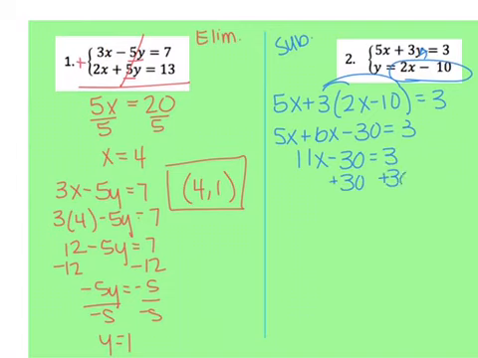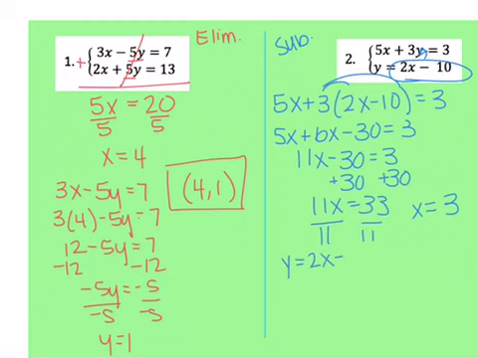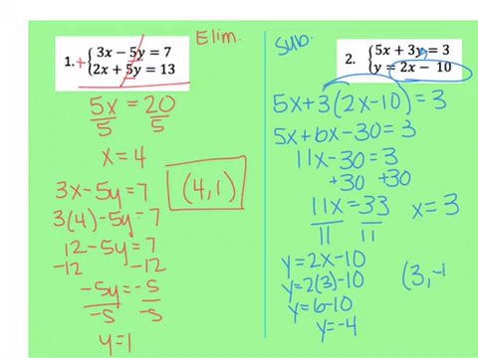Keep solving here. I had 11x equals 33, so I know that x is going to equal 3. And then I'm going to take that and plug it back in. In this situation, I'm going to plug it into the second equation because it's easier. So I'm going to get y equals 2 times 3 minus 10. So y equals 6 minus 10, which means y is going to be negative 4. So my answer is going to be 3, negative 4.